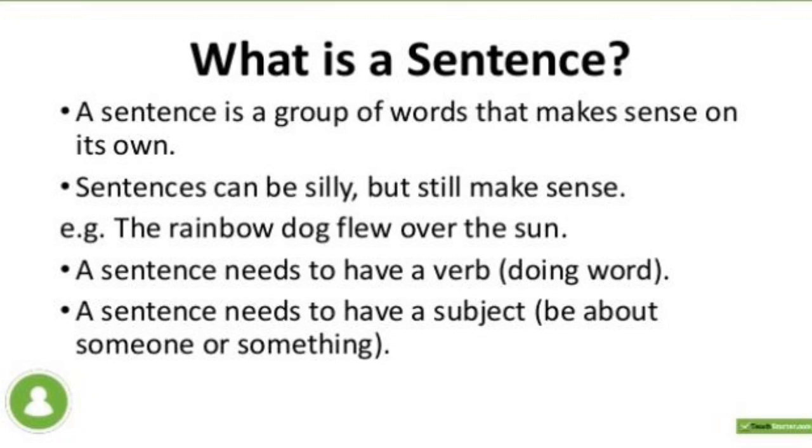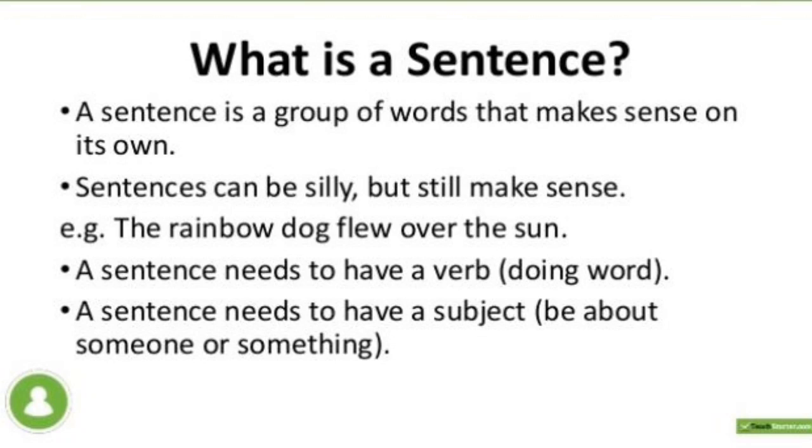A sentence needs to have a verb, a doing verb. A sentence needs to have a subject, to be about something or someone. Subject is a performer of any action, and any action that is performed is called a verb. So these two things are compulsory to make a sentence. Without these two things we can't make a sentence.